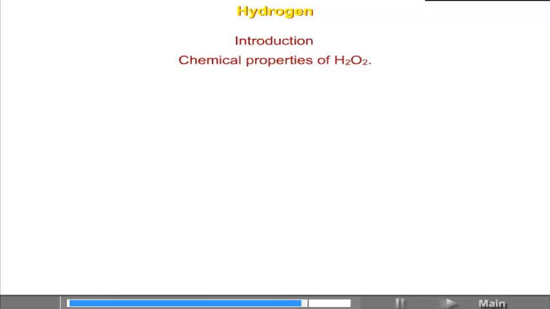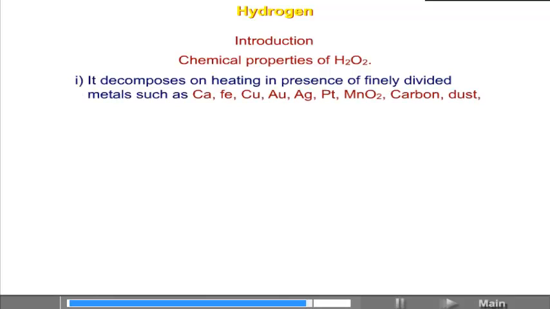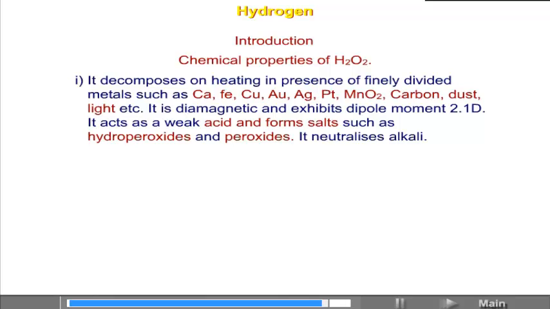Chemical properties of H2O2. First one, it decomposes on heating in presence of finely divided metals such as Ca, that is calcium, Fe, that is iron, copper, Cu, Au, gold, Ag, silver, Pt, platinum, MnO2, manganese dioxide, carbon, dust, light, etc. It is diamagnetic and exhibits dipole moment 2.1 D. It acts as a weak acid and forms salts such as hydroperoxides and peroxides. It neutralizes alkali.